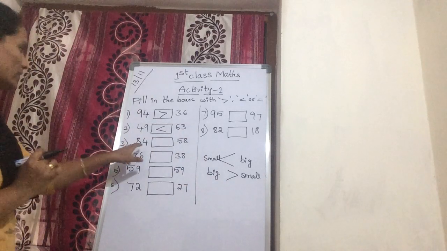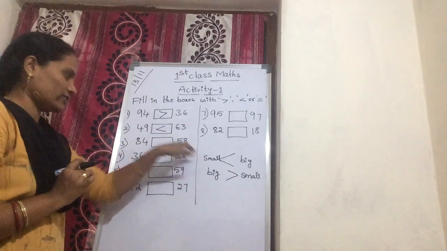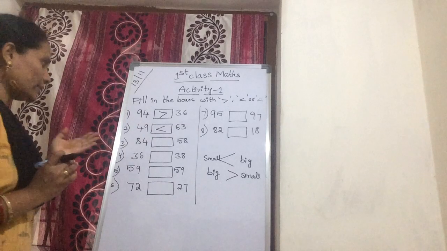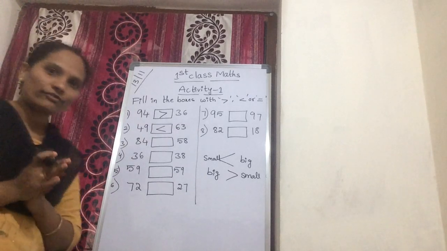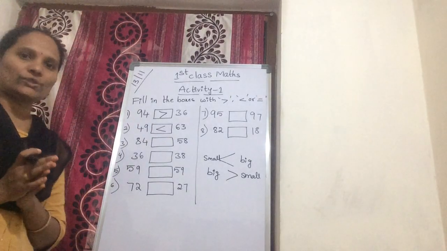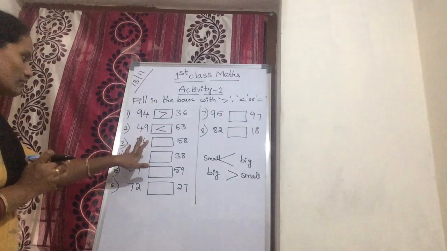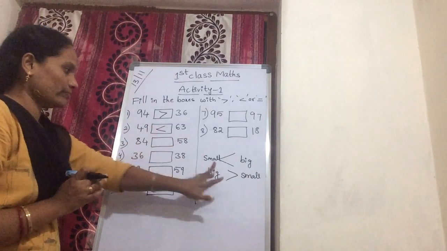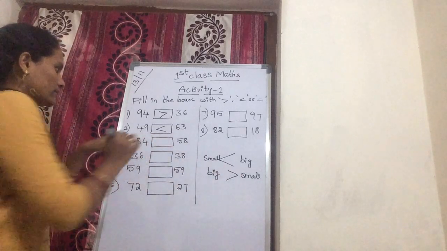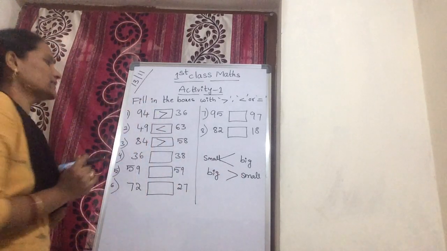Now next one, 84, 58. Which one is the big one? Compare these two numbers. 84 is big or 58 is big? 84 is the big number. So big, small, big, small. So you are putting greater than.